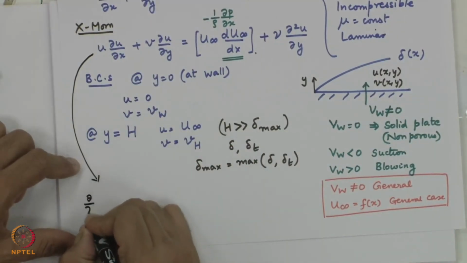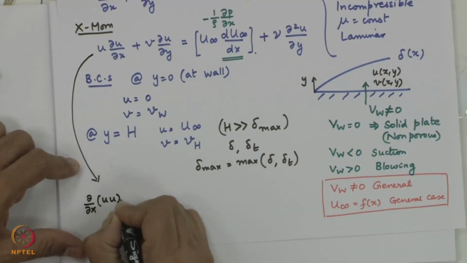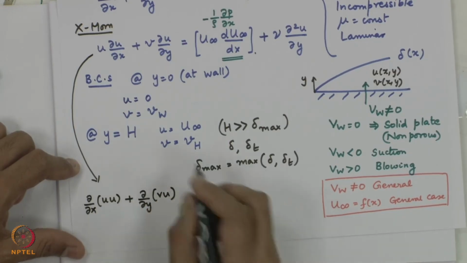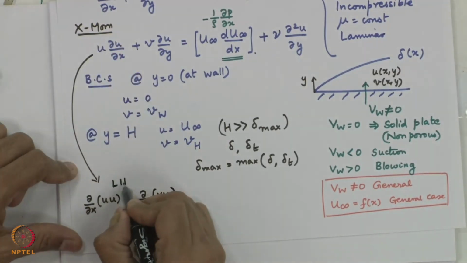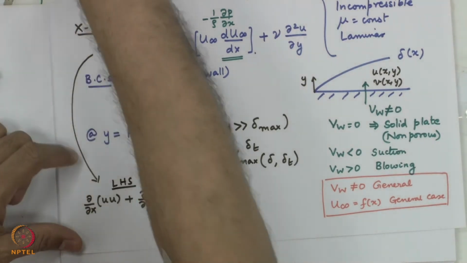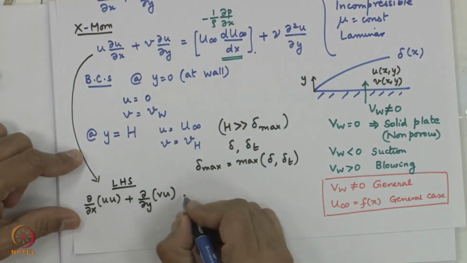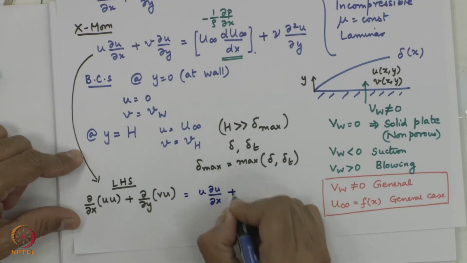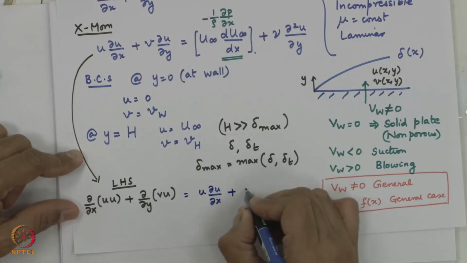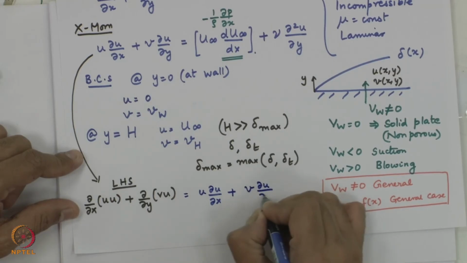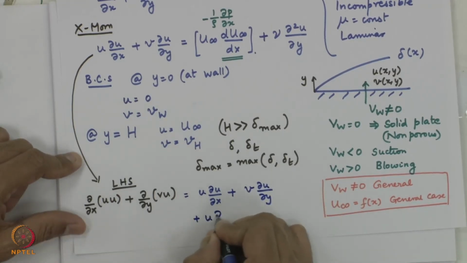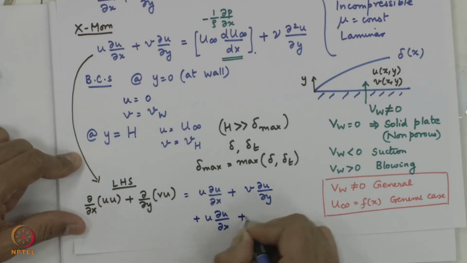I will write this as d by dx of u into u plus d by dy of v into u. What is the left hand side looking like? Left hand side is nothing but u du by dx. How do I get that? I get it directly from here, u du by dx plus v du by dy. An additional term comes in by the expansion of the first one, which is nothing but u du by dx again, plus u dv by dy.